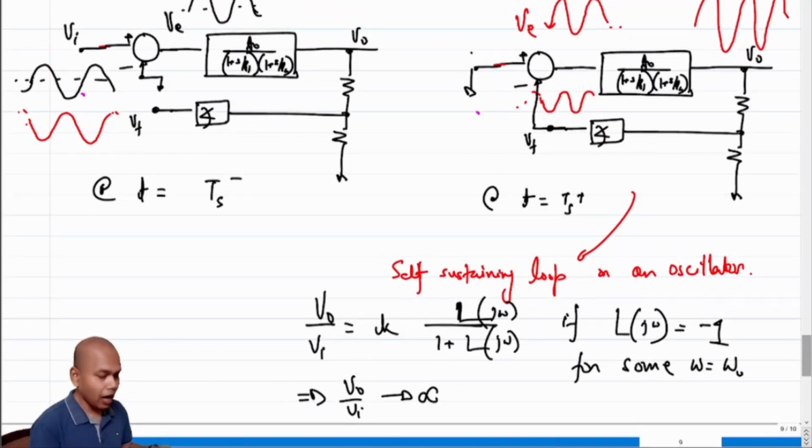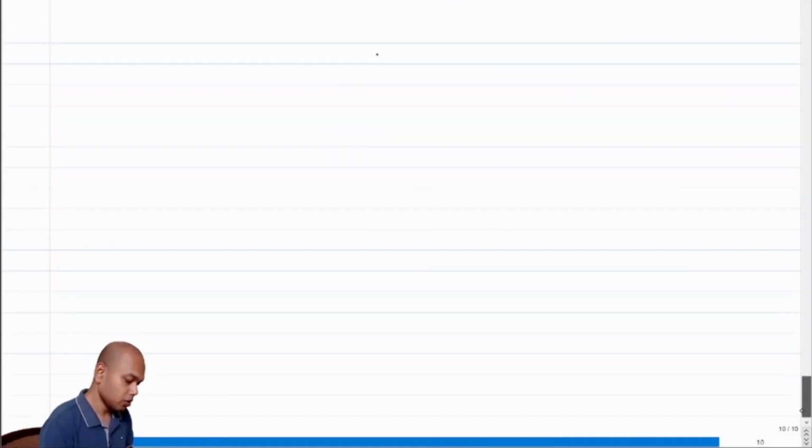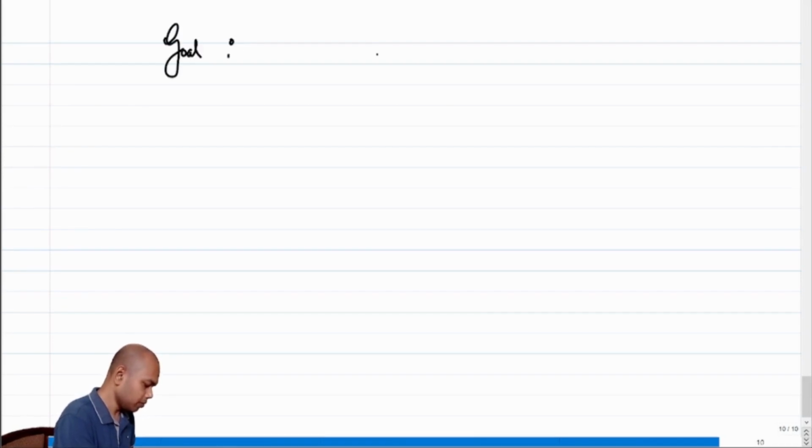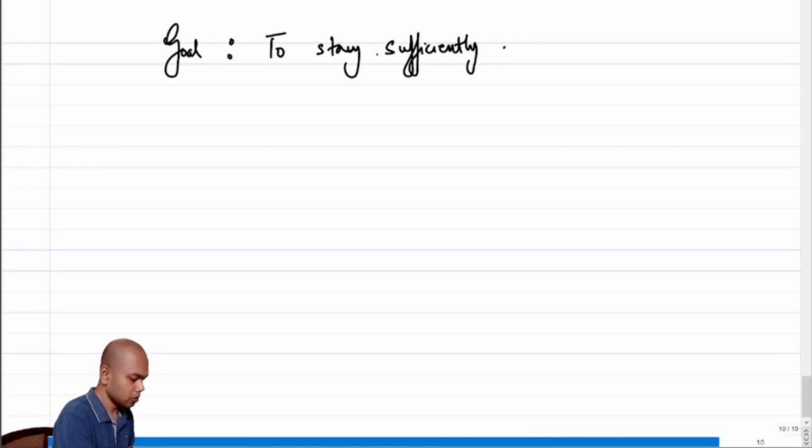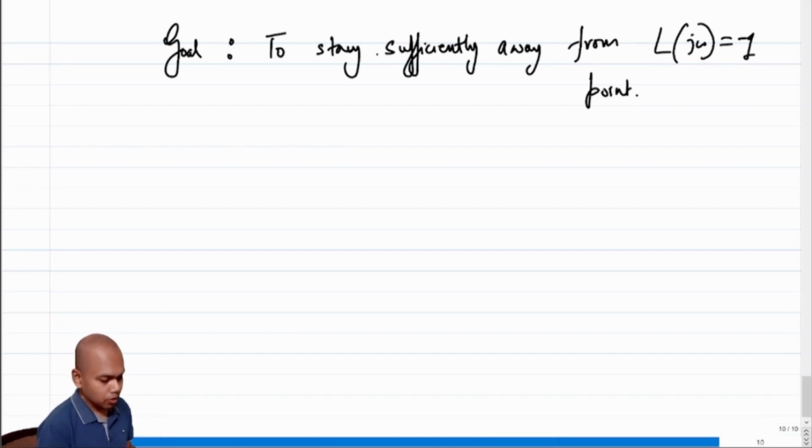So as you can now see, this is why the frequency response is critical in a feedback loop, right? So our goal will be to stay sufficiently away from the L j omega equal to -1 point, right? And this is what we will do in the remaining lectures in this course, right? Okay.